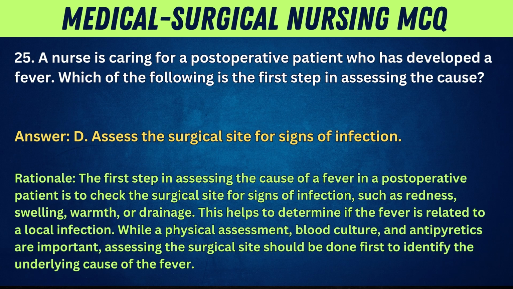Rationale: the first step in assessing the cause of a fever in a postoperative patient is to check the surgical site for signs of infection, such as redness, swelling, warmth, or drainage. This helps to determine if the fever is related to a local infection. While a physical assessment, blood culture, and antipyretics are important, assessing the surgical site should be done first to identify the underlying cause of the fever.